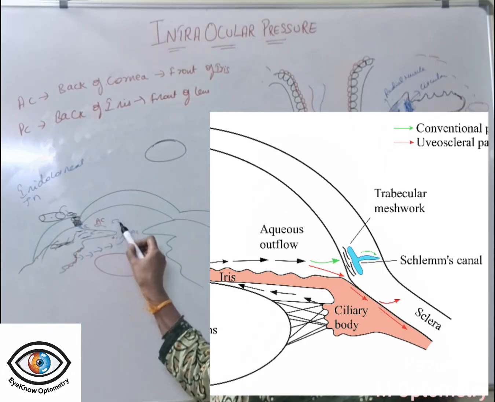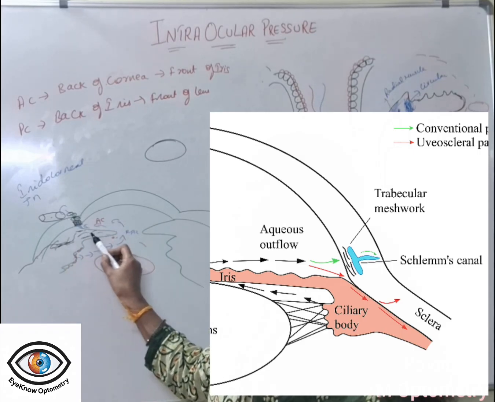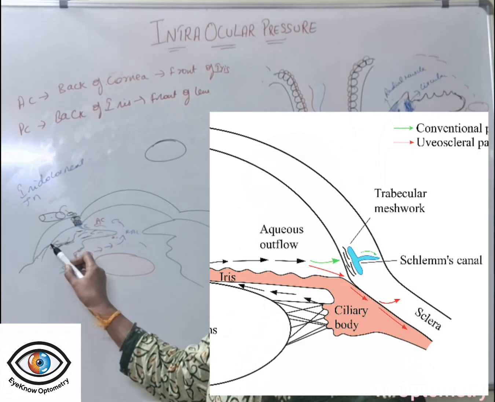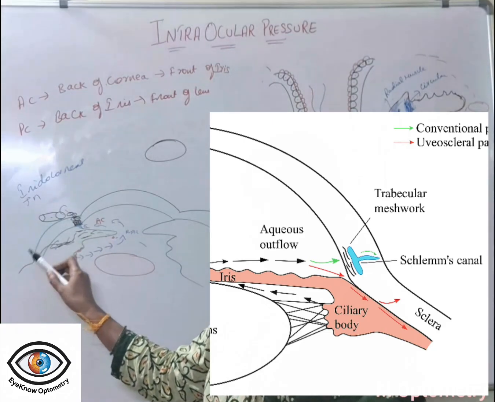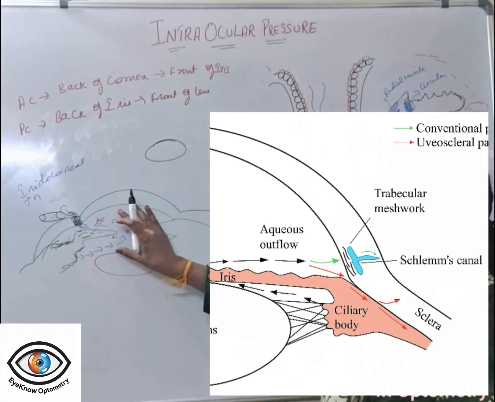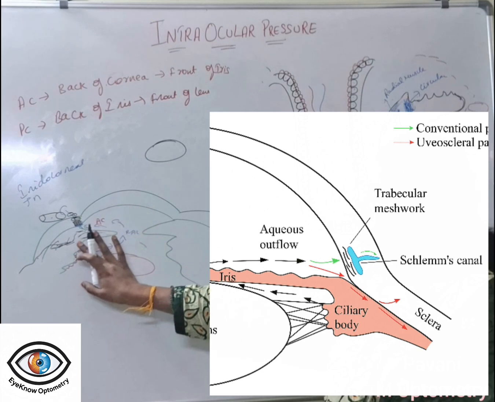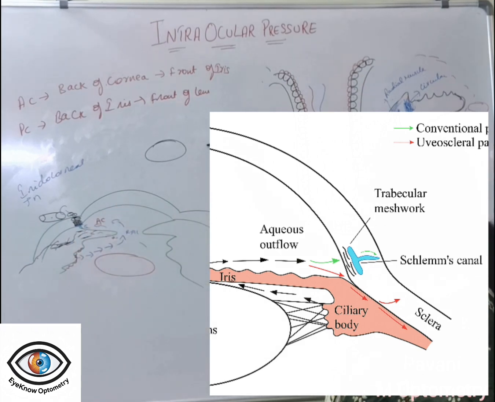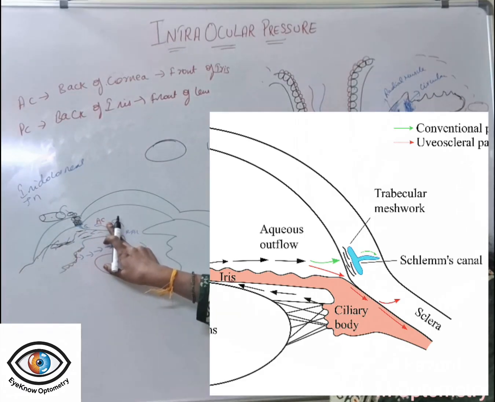So 90% of the drainage goes through the trabecular meshwork and 10% of the drainage goes through the ciliary muscles, suprachoroidal space, and to the veins of the sclera and orbit. Most of the pressure is dependent on the trabecular meshwork only. This channel, which we are calling the unconventional pathway, is less dependent on the pressure. Most of the pressure is dependent on the trabecular meshwork pathway only.